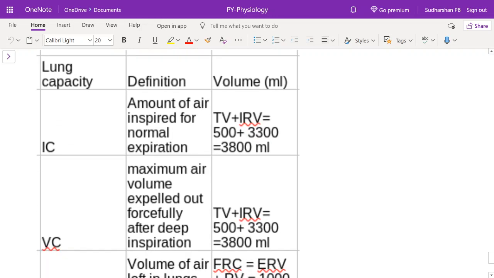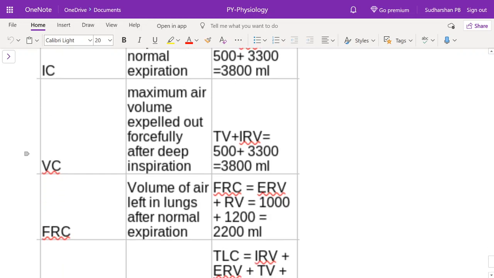Now lung capacities. They are derived from the lung volumes. So IC, that is inspiratory capacity, is the amount of air inspired after normal expiration, that is TV plus IRV. We have 500 plus 3300, or 3800 ml. Then vital capacity, the maximum volume of air expelled out forcefully after deep inspiration. So we have TV plus IRV plus ERV.